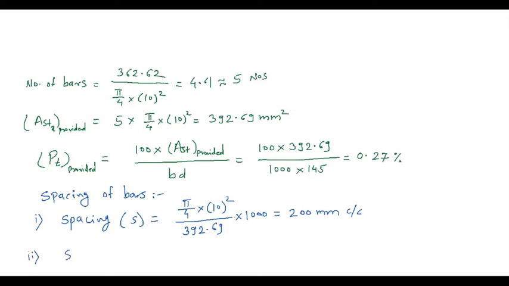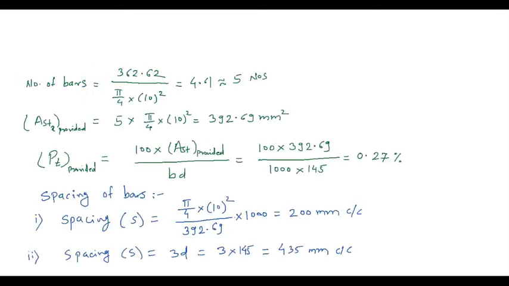Then second, as per IS code, spacing is equal to 3D, which is 3 into 145, which is 435 mm center to center. And third, in no case spacing should be taken as more than 300 mm center to center. So minimum value is 200 mm.